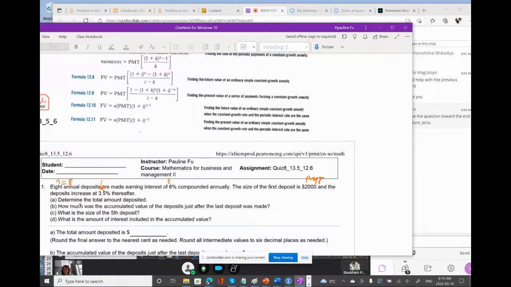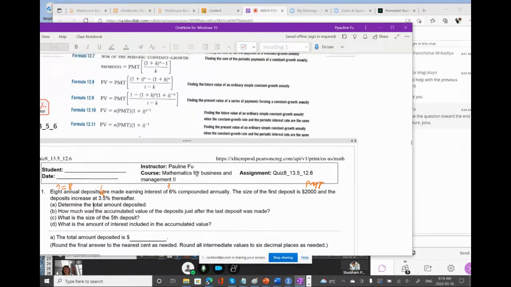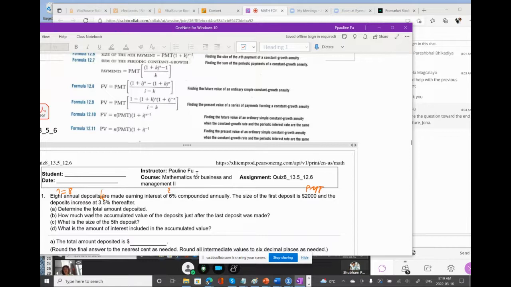Now question A. Determine the total amount deposited. The total amount deposited. Okay. So for the total amount deposited, we are going to use the sum of periodic constant growth, so this formula. Okay, total amount deposited. So plug in the number based on this formula.